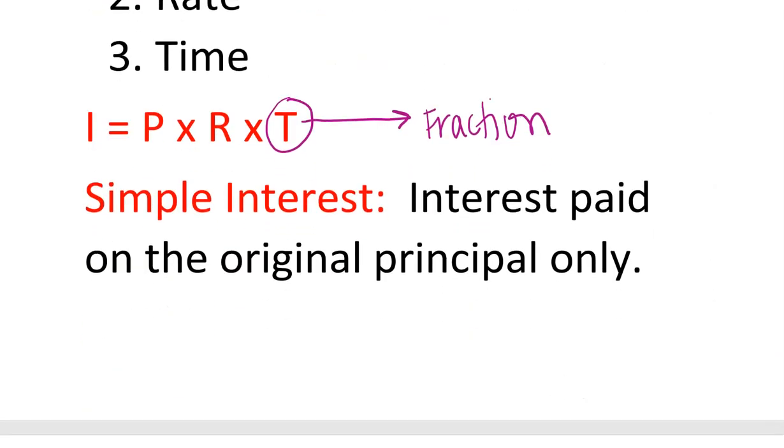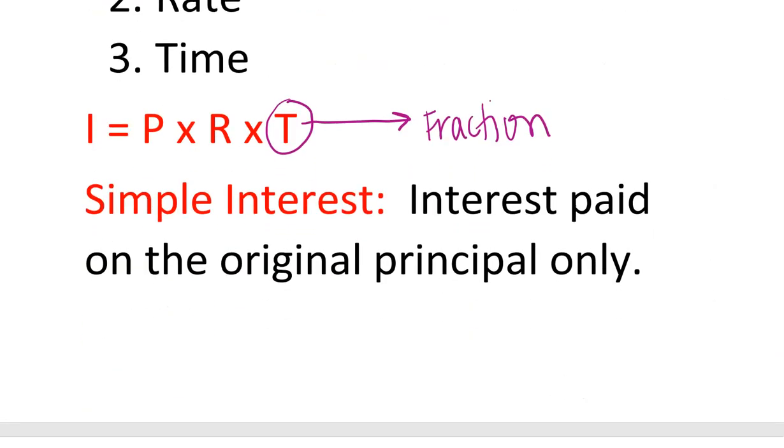Our simple interest formula looks like I equals P times R times T. The T is going to be a fraction of time most often. If you are looking at interest every 3 months, it would be 3/12. If you're looking at interest twice a year, it would be 6/12 and that kind of thing. It could even go down to days, but most of the time it's months.